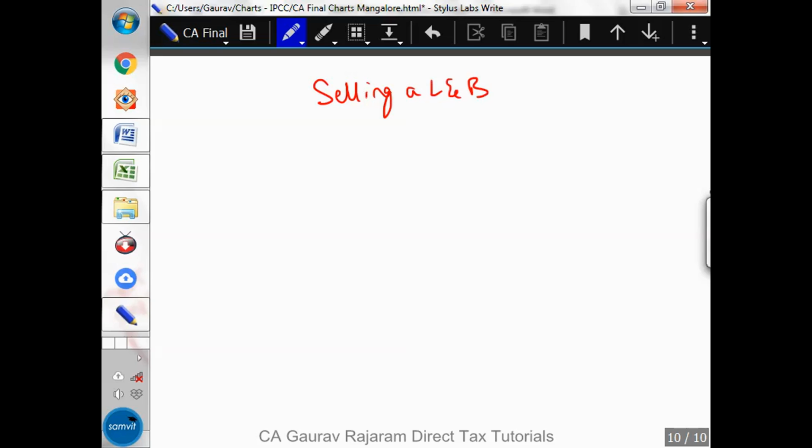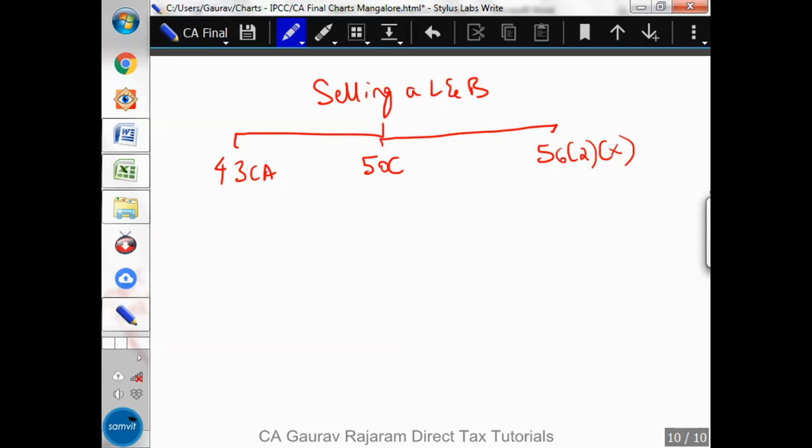When land and building is sold, there will be three impacts that you have to be aware of: 43CA, 50C, and 56(2)(x). Three impacts. 43CA is seller, 50C is also seller, 56(2)(x) is buyer.